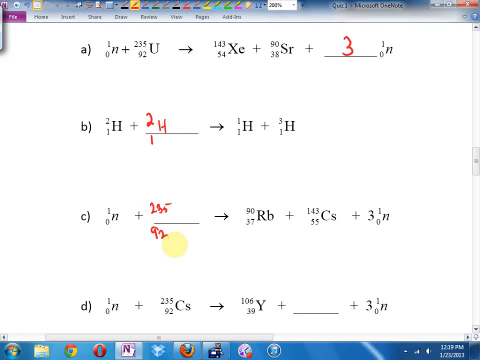Element number 92 is, where are you? Uranium. This is uranium-235. Very similar to equation A, but the atoms split up in a different way into different elements. It split up into rubidium and cesium instead of xenon and strontium.